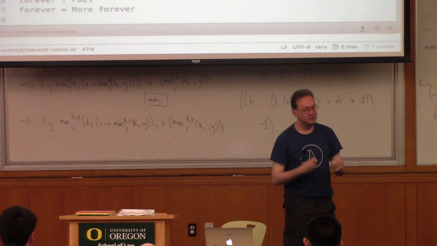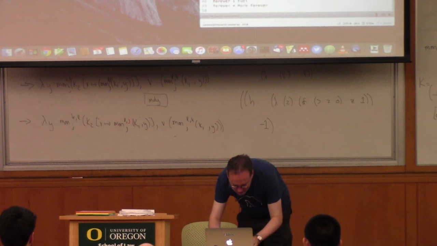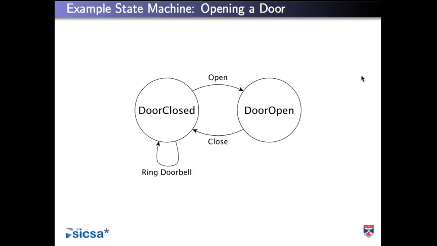And my favorite first thing to do is to show you the door. So let's show you the door. Imagine you're implementing a system for controlling, maybe it's a robot arm controlling a door opening and closing. You've got a buzzer that you can ring. That buzzer only rings when the door's closed, because when the door's open, you can walk through it.